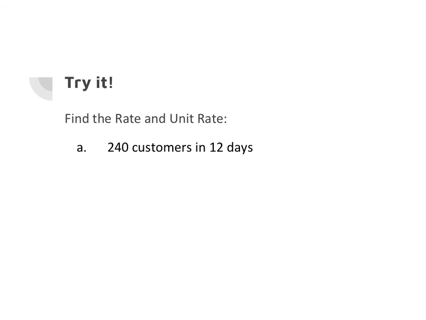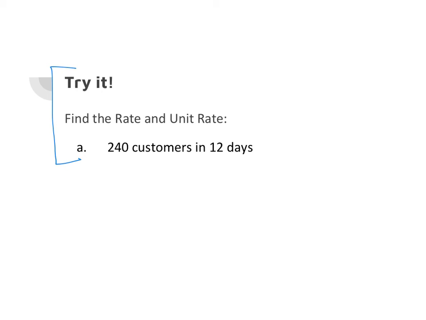So last slide, which is your try it problem. And remember, all of you promised me that you would actually try it. So please go ahead, pause the video, copy down all of this that you see right here, the try it, the find the rate and unit rate, and also 240 customers in 12 days. Click pause, find the answer, then hit play to see if you've got it correct.